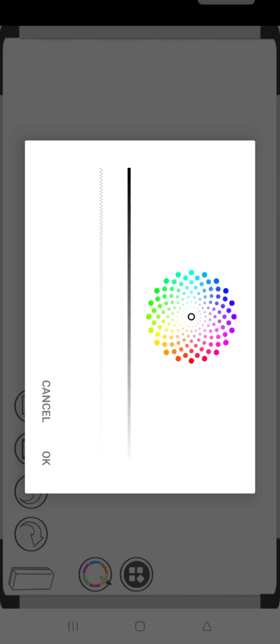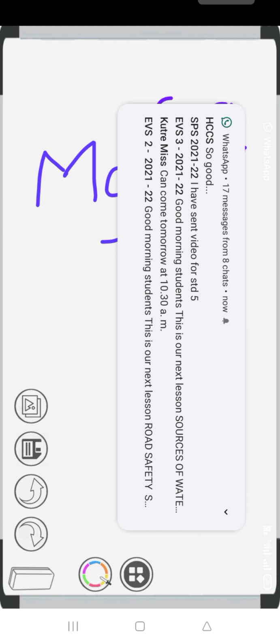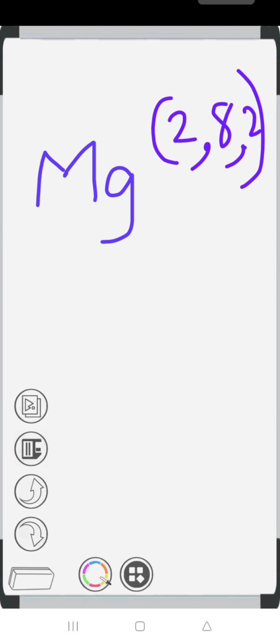Now look at this, how you are going to draw the dot structure of magnesium. How many electrons does magnesium have in the last orbit? Let's see, 2, 8 and 2. Why 2, 8, 2? First orbit 2 electrons, second orbit 8 electrons, 8 plus 2 is 10. Last orbit 2 electrons because the atomic number of magnesium is 12. So 2 plus 8 plus 2 is 12. So how are you going to write the dot structure? Magnesium dot structure means how many electrons in the last orbit? 2. So here you are going to draw 2 dots.